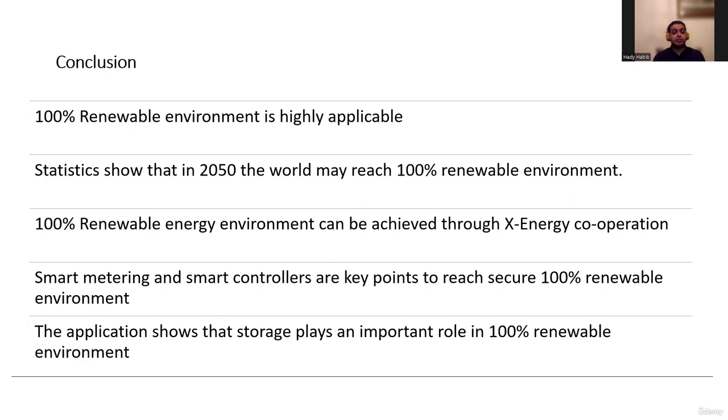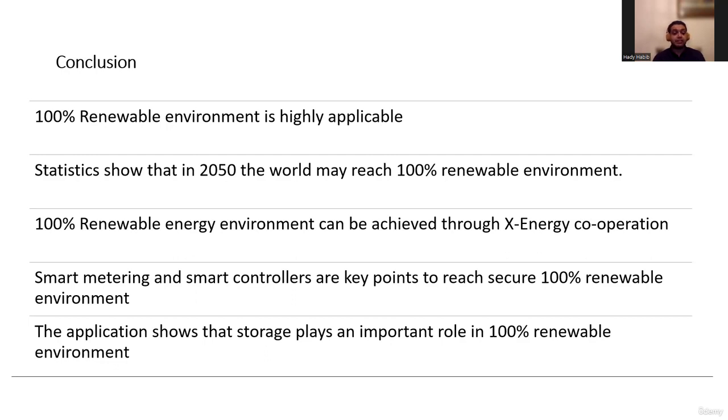Smart metering and smart controllers are key points to reach secure 100% renewable energy. Generally, using the technology of the era will help in achieving reliable and safe communities operated by only renewable energy technologies, by using artificial intelligence, Internet of Things, new controllers, and new ways of monitoring and measurements. This will even help to reach a 100% renewable energy environment.